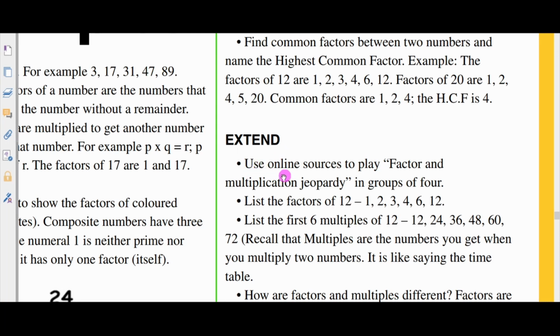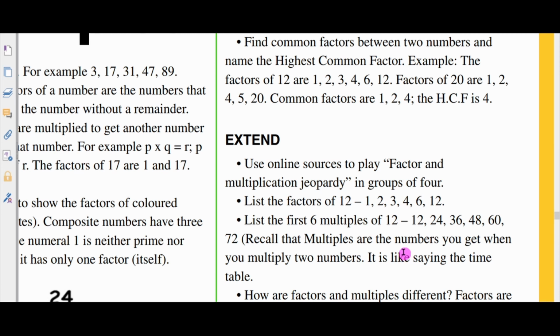Extend. Use online sources to play factors and multiplication Jeopardy in groups of 4. List the factors of 12. 1, 2, 3, 4, 6, and 12. And list the first 6 multiples of 12. So we'd have what? 12 times 1 is 12, 12 2s 24, 12 3s 36, 12 4s 48, 12 5s would be 60. It says list the first 6. We have 1, 2, 3, 4, 5. So we would need 12 times 6. All right. So 12 sixes would be 72, and here we have it.